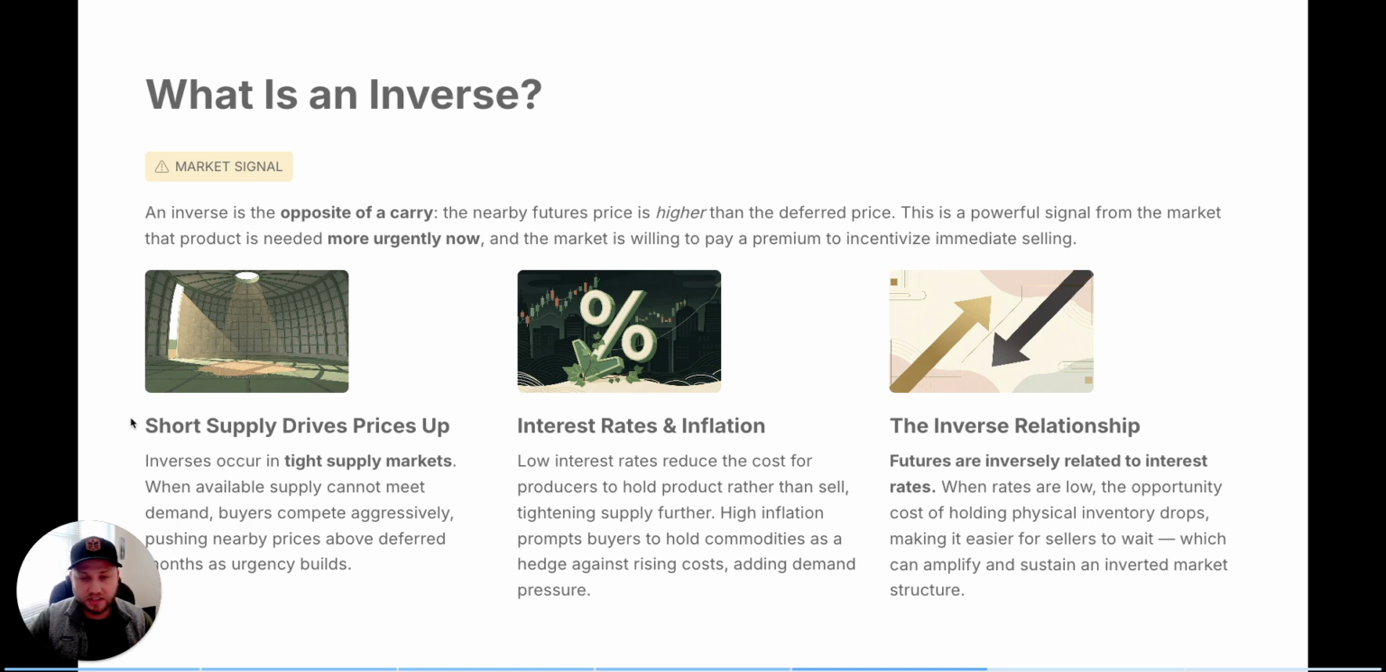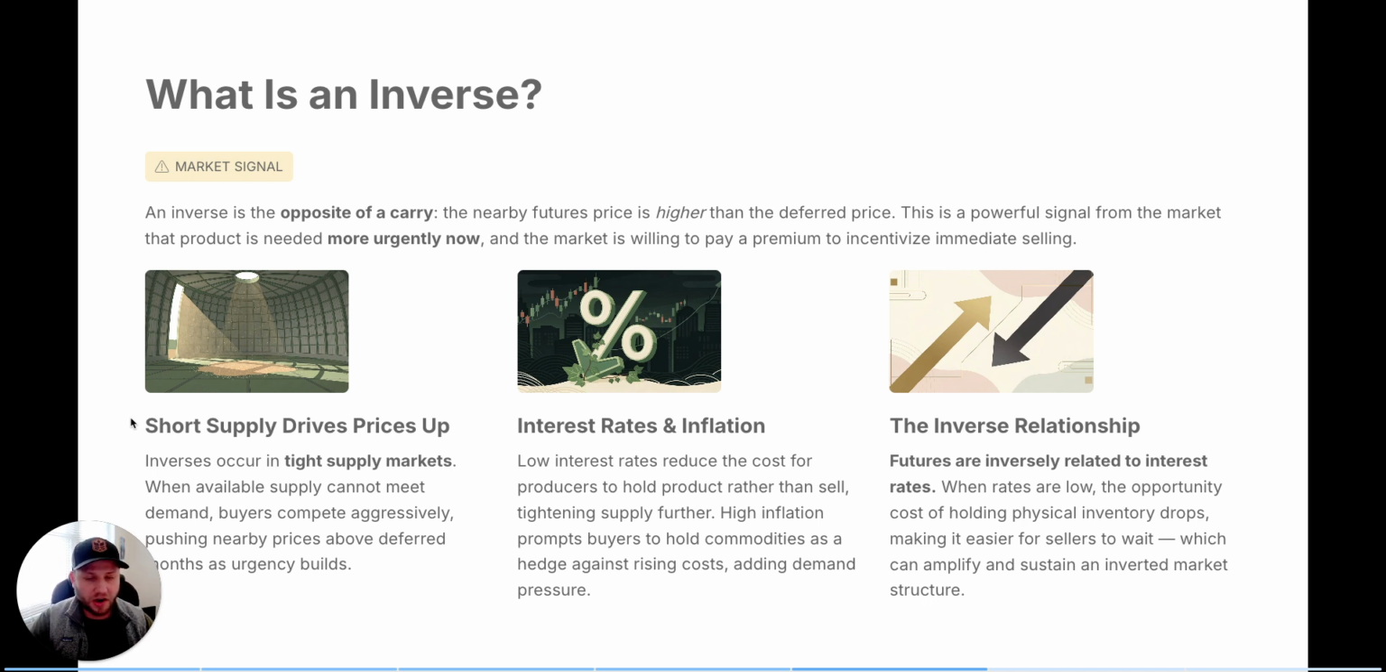So there is the inverse relationship. Futures are inversely related to interest rates, right? When rates are low, the opportunity cost of holding that physical inventory really drops, right? Going back to that example we just talked about, does it really matter if you have a really low cost to carry product 3 months or 6 months, right? Can you play the market better, right?